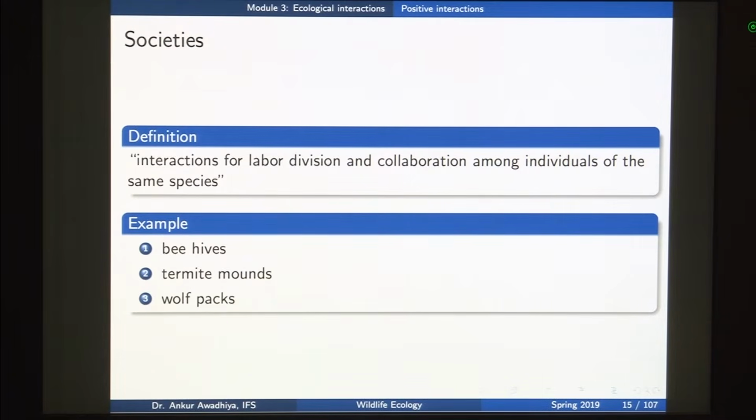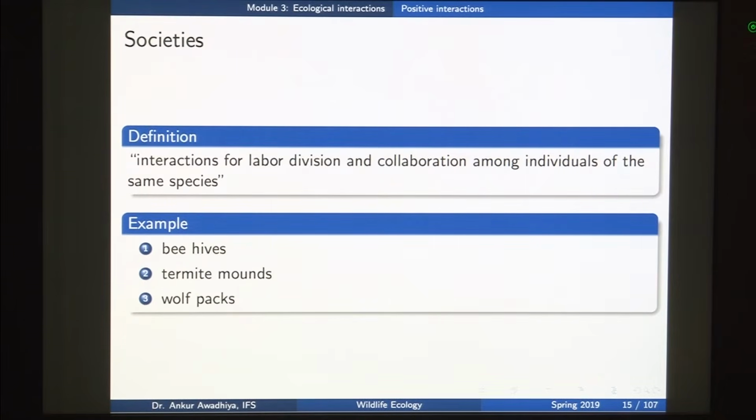Now, what is a society? Interactions for labor division and collaboration among individuals of the same species. So, these are interactions for division of labor. So, for instance, when we look at a society of bees in the form of a beehive, we will have a queen bee inside, a number of drones and a number of worker bees. Now, in that case there is a strict division of labor.